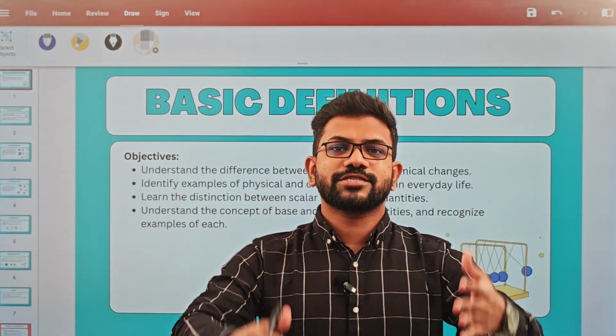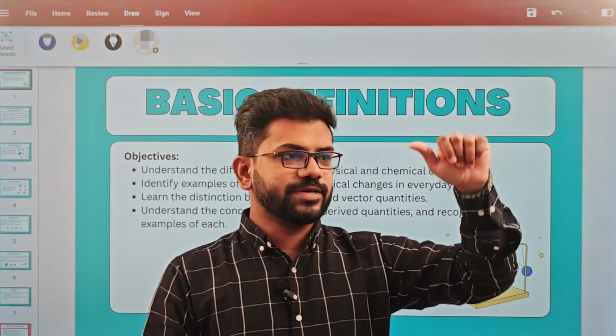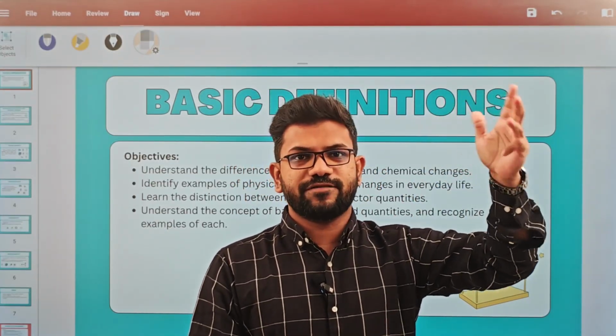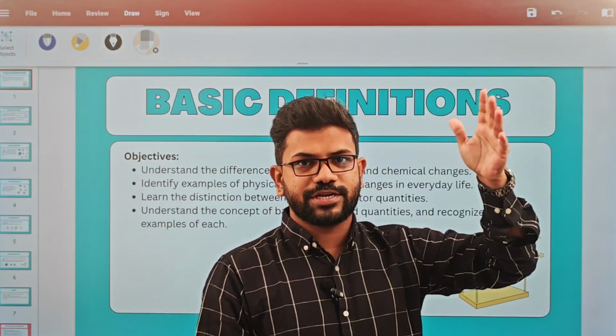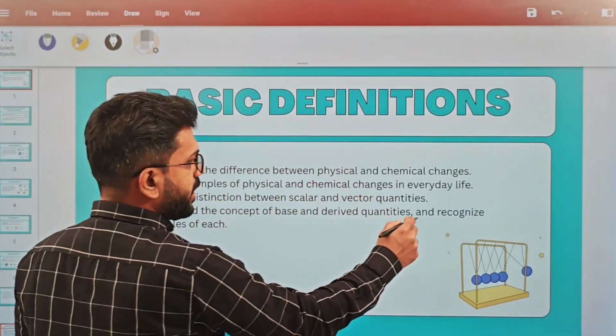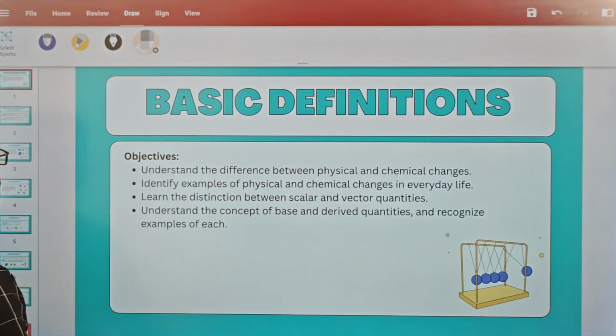All right, let me introduce you to some basic terminologies that you'll be needing in physics. For example, physical changes, chemical changes, scalar quantity, vector quantity, base quantity, derived quantity, all of this. We'll understand the concept of each of them and we'll be recognizing them from some examples.